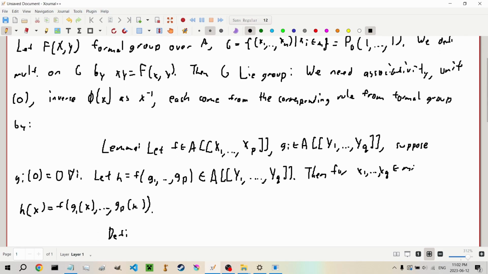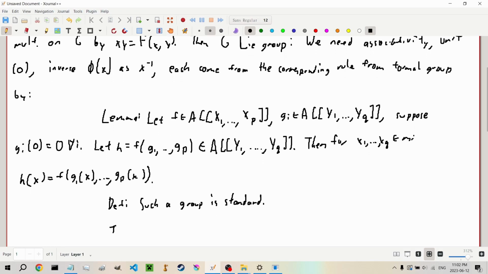And such a group is called standard. And from that we fall into another theorem. Any analytic group chunk contains a standard open subgroup.